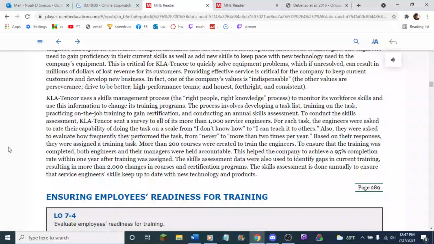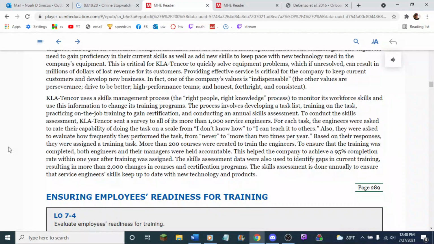For each task, the engineers were asked to rate their capability of doing the task on the scale from "I don't know how" to "I can teach it" to others. Also, they were asked to evaluate how frequently they performed the task, from never to more than 2 times per year. Based on their responses, they were assigned a training task.